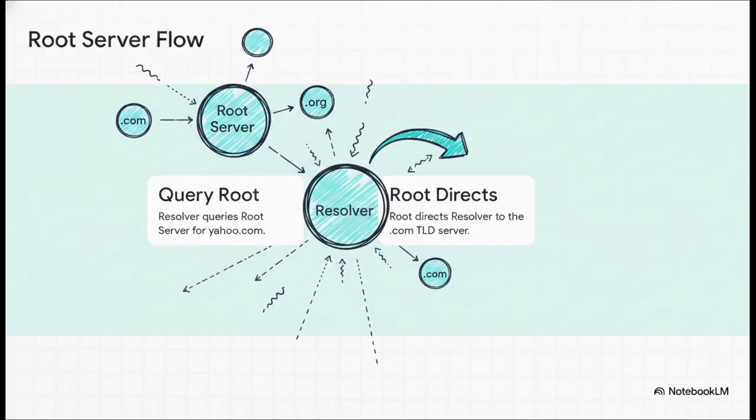Notice the hub-and-spoke flow happening here. The resolver is doing all the legwork. It pings the root server looking for yahoo.com. The root server bounces a referral right back, essentially saying, hey, I don't know the IP, but this is a .com address, so go check with the .com top-level domain server.